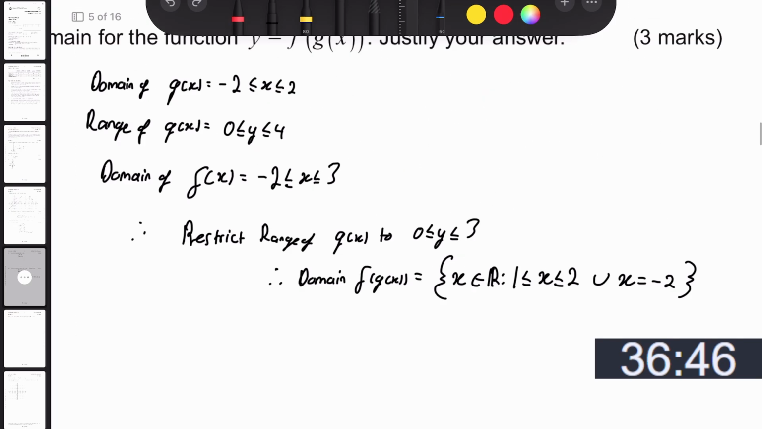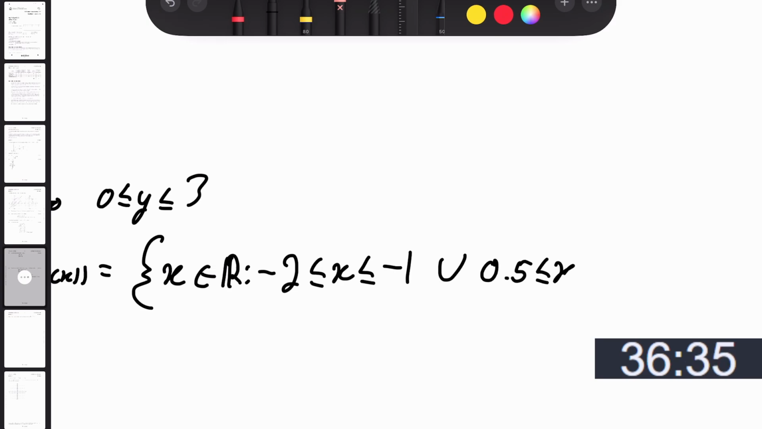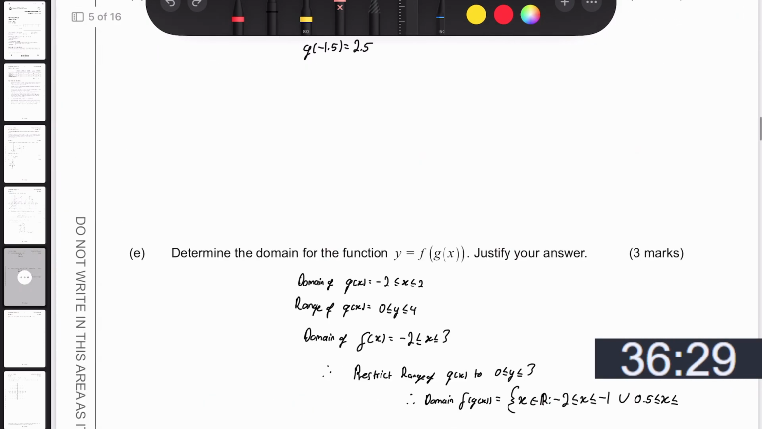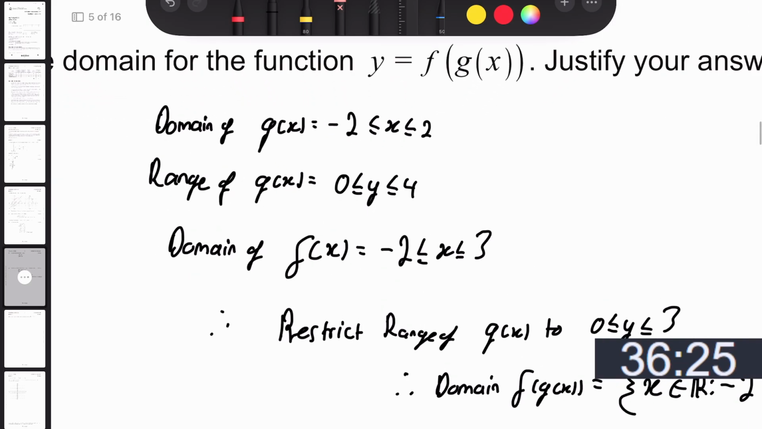Okay, let's redo this. So negative 2 less than or equal to x less than or equal to negative 1, or 0.5 less than or equal to x less than or equal to 0. Wait, no. 3 to 2. Because I needed to restrict my domain to that. Okay.